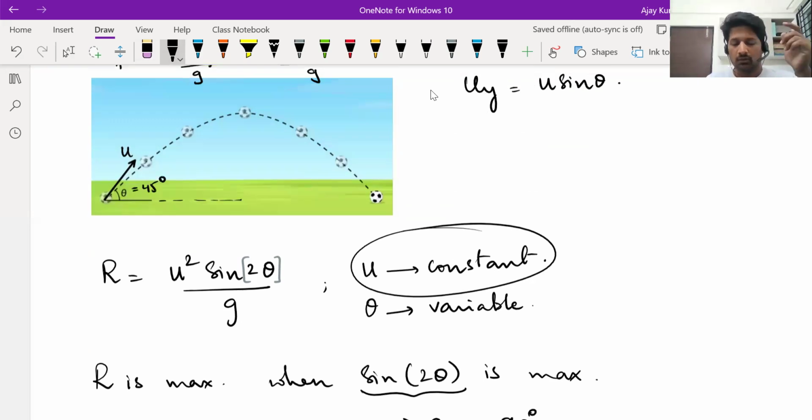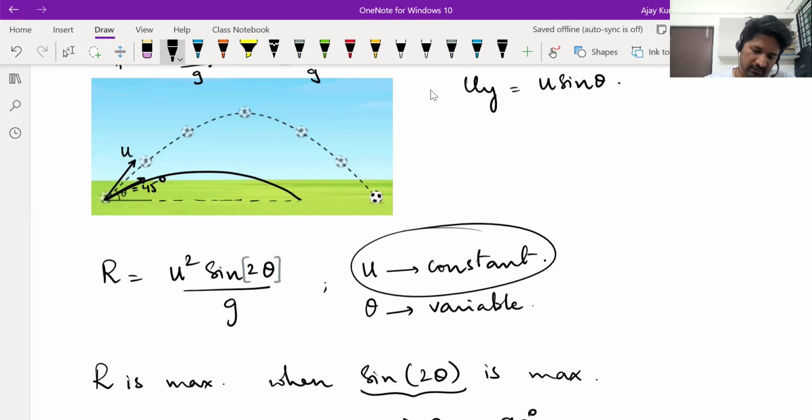Okay. Now what happens if you project it at an angle less than 45 degrees? With the same speed, less than 45 degrees, it will fall short like this. It won't go to much height because the y component will be less, and it will strike the ground like this.